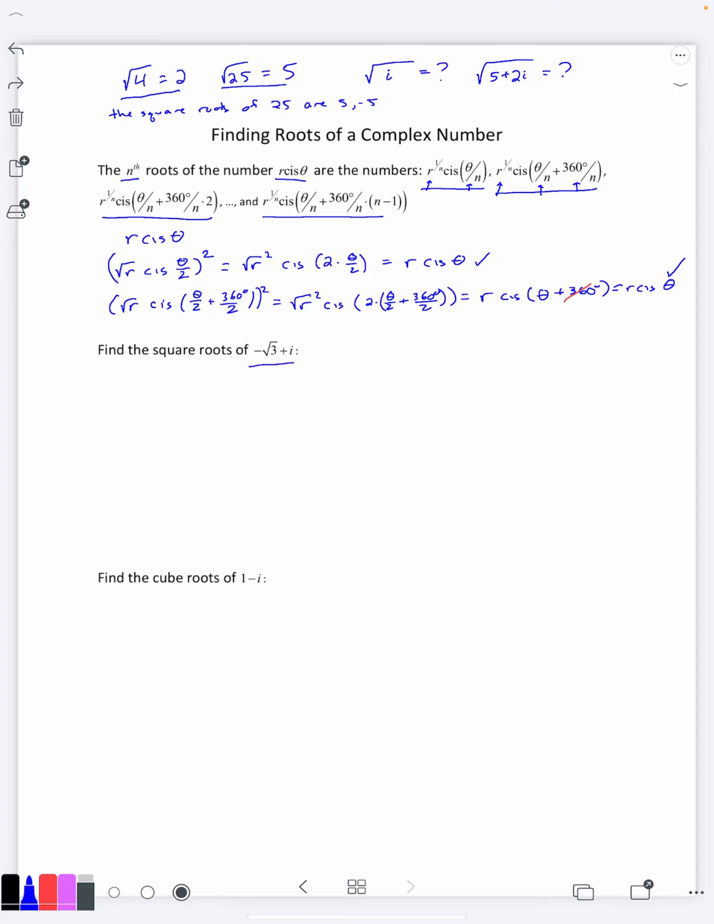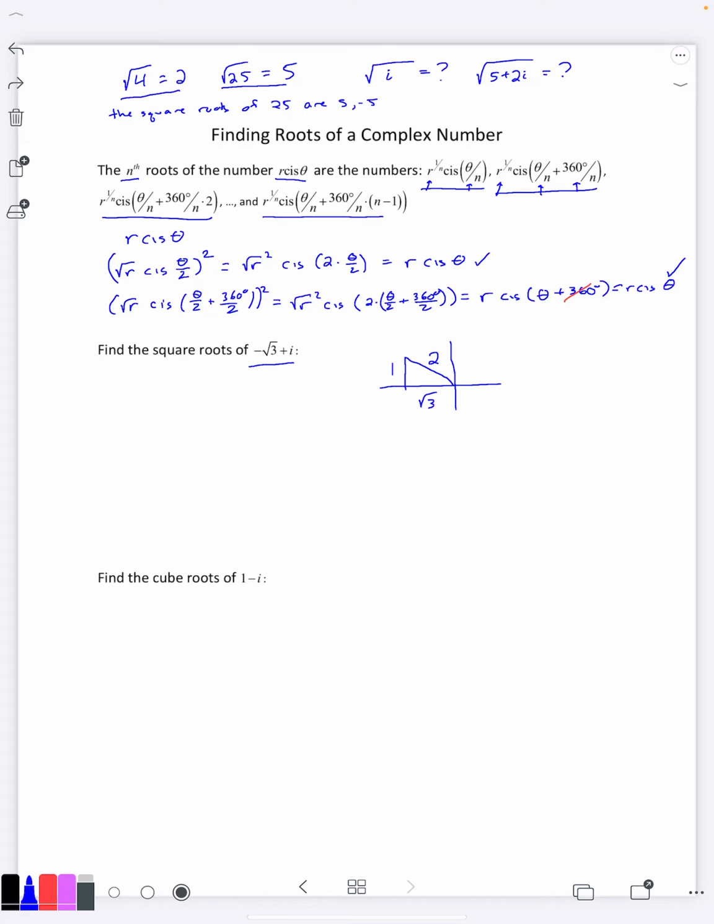We want the square roots of that. So we have to first convert this into trigonometric form. So we go square root 3 to the left. We go 1 up for negative square root of 3 plus i. Pythagorean theorem says this is going to be a hypotenuse of 2.